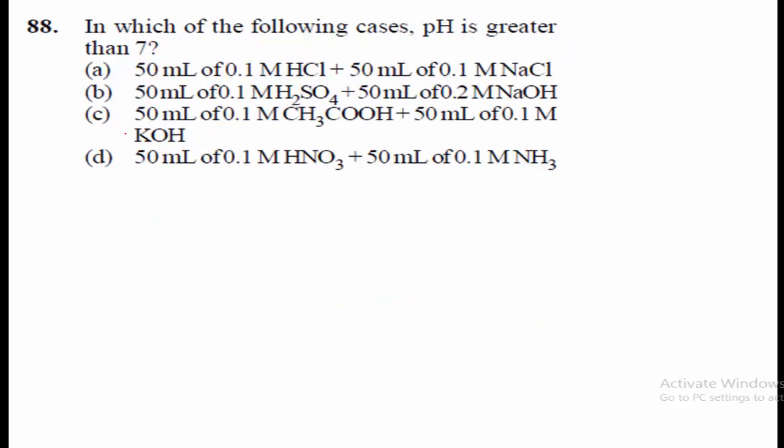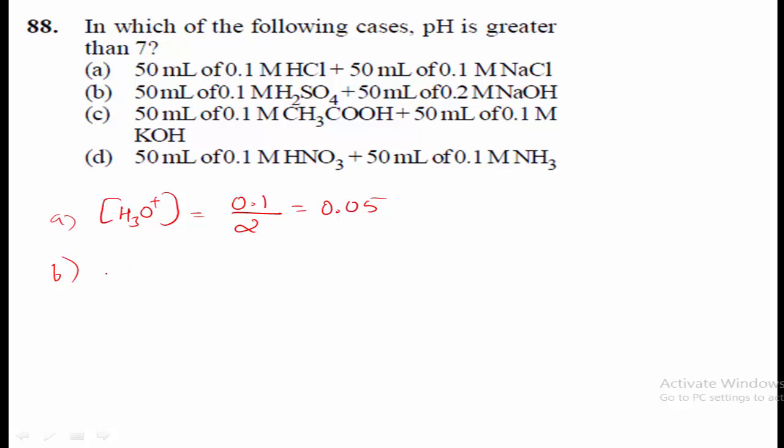88. In which of the following cases is pH greater than 7? Option A, 50 ml of 0.1 M HCl plus 50 ml of 0.1 M NaCl. Just take the concentration of H3O+ ions. How much will you get? 0.1, that is the concentration, divided by 2. How much will you get? 0.05. Then if you see option B, 50 ml of 0.1 M H2SO4, 50 ml of 0.2 M NaOH.